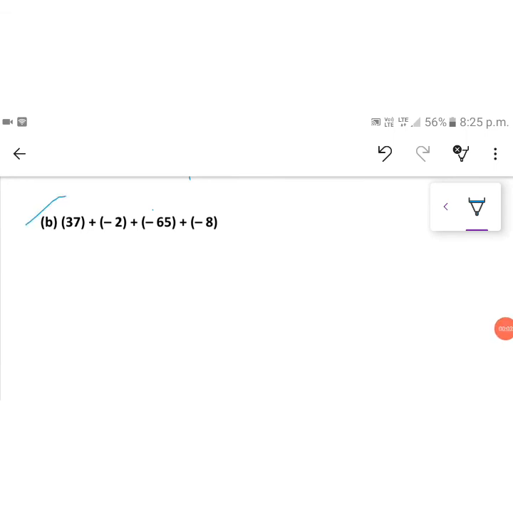B part. 37 plus minus 2 plus minus 65 plus minus 8. Write 37 as it is. Here the three numbers have the same sign. So add these three numbers and give the same sign. 2 plus 65 plus 8, we get 75. So the sign is minus. So minus 75.